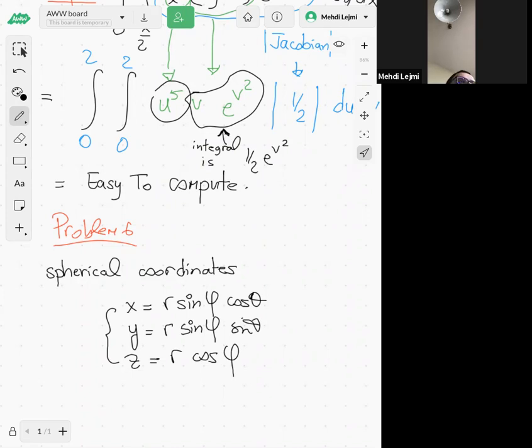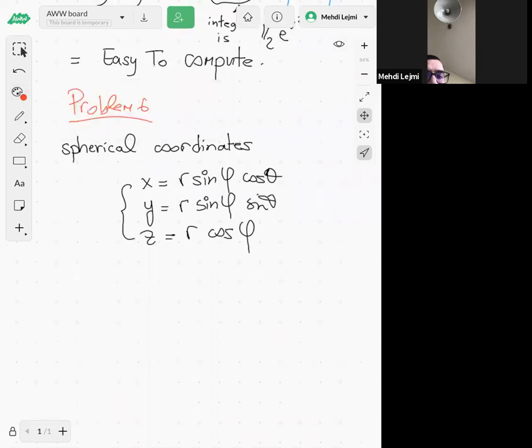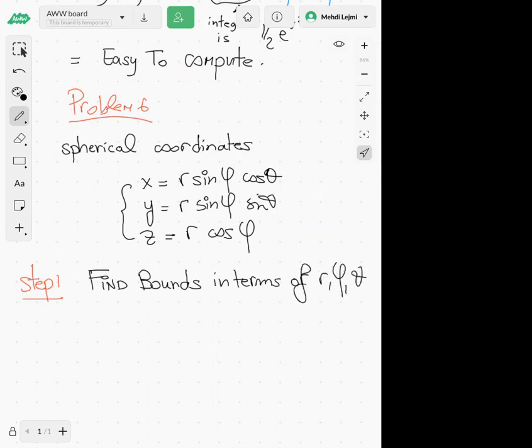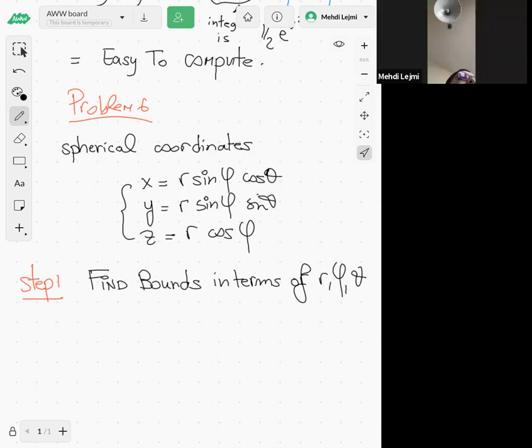So the first thing to do is to find the bounds for r, phi, and theta. Step 1: find the bounds in terms of r, phi, and theta. So what's my solid S here? It's bounded by the sphere of radius 1 and the sphere of radius 2.